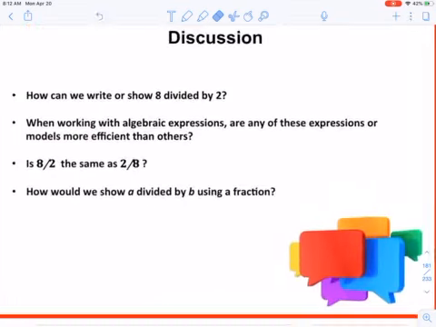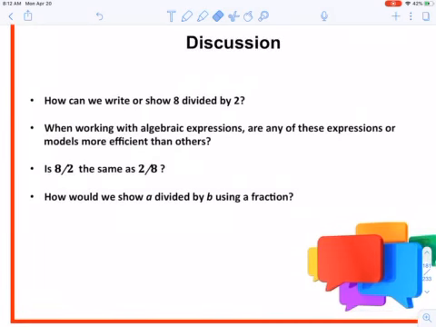So today's discussion, real quick, is how can we write or show 8 divided by 2? Well, we can just do 8 divided by 2, right? What else could we do? We can do 8 divided by 2 in several ways. All of those show 8 divided by 2.